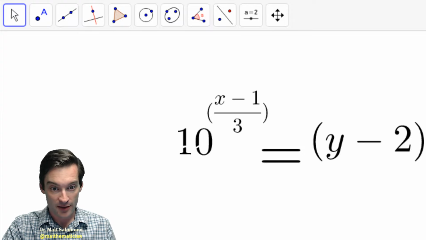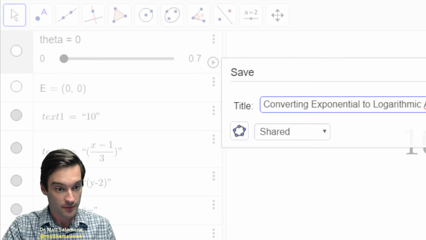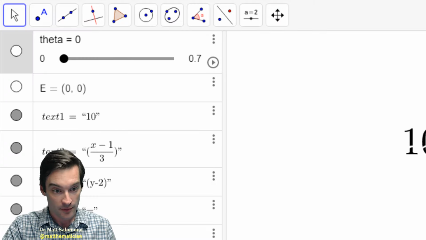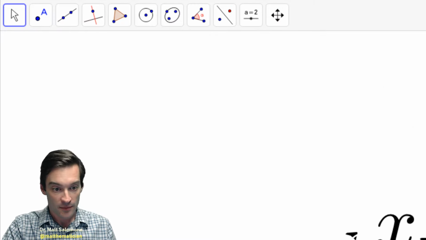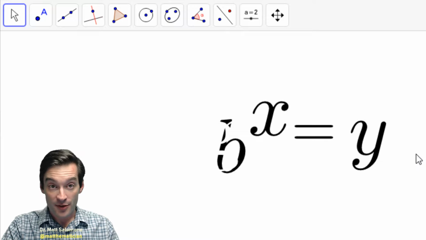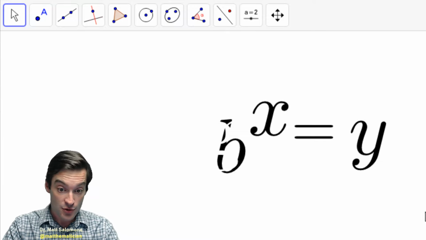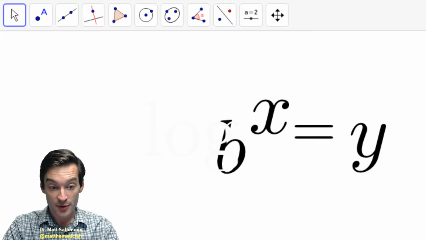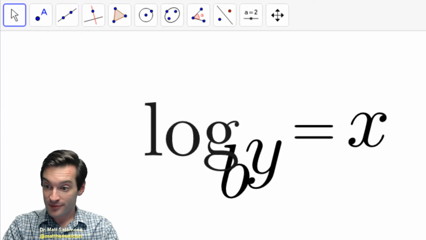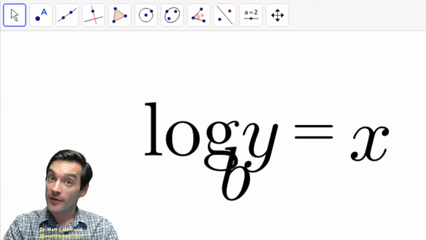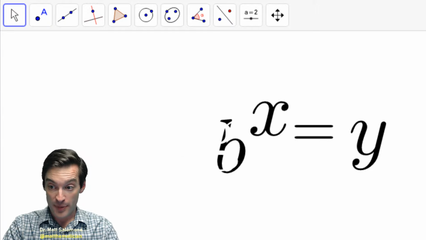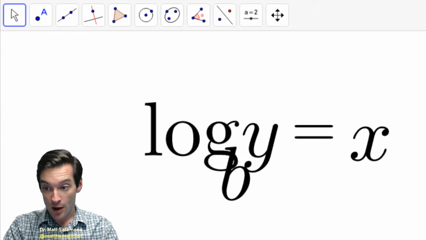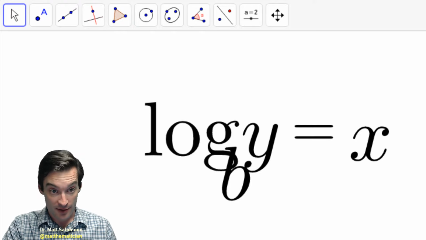Let me go back to the original version of this here. Yeah, here we go. So the same way that we already understand for how to trade between an exponential equation and a logarithmic equation, all I have to do to get that x by itself is transpose the role of exponent and power and turn my exponential into a logarithm. b to the x equals y is equivalent to the log base b of y is equal to x.